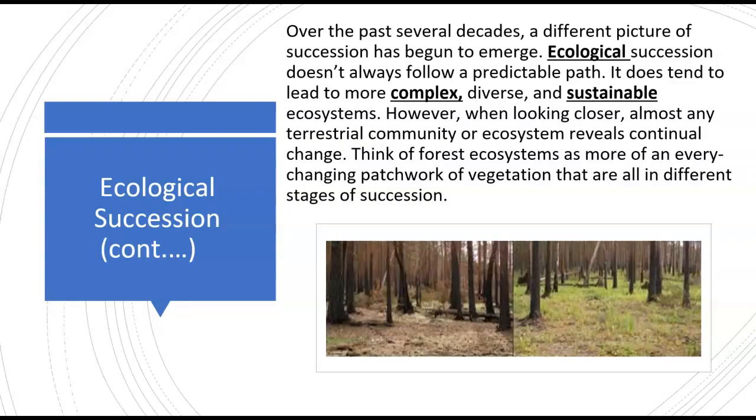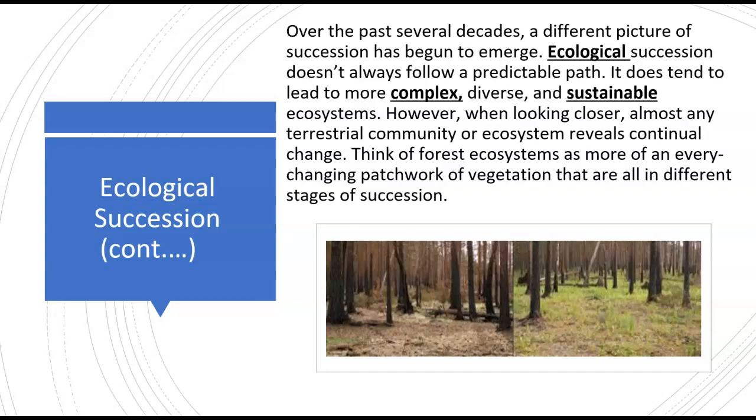So a little bit more on ecological succession. Over the past several decades, a different picture of succession has begun to emerge. Ecological succession doesn't always follow this predictable path, and it's actually really complex and diverse. As we look at the progression of succession, we are understanding that it leads to more complex, diverse, and sustainable ecosystems. So the further along an ecosystem is, the more complex and diverse it becomes.